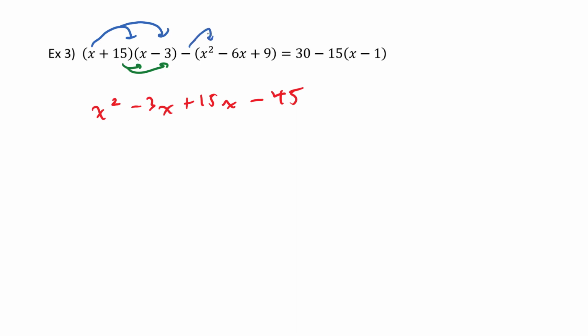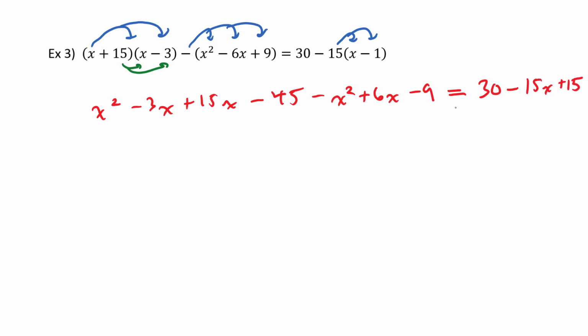Next up, we'll distribute the negative sign to all terms in here. It says negative, it means negative 1, minus x squared plus 6x minus 9. I'm just switching the sign to the opposite sign. Equal sign comes in here. 30 minus, the minus 15 gets distributed to all terms inside, minus 15x plus 15. Notice there's only one equal sign. Do not place an equal sign there. We already have one, that's all we need.